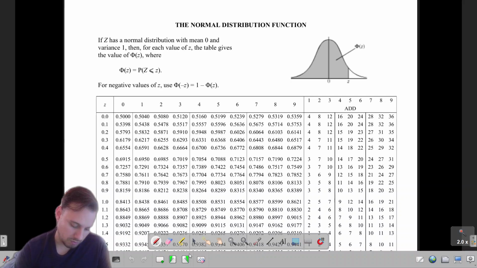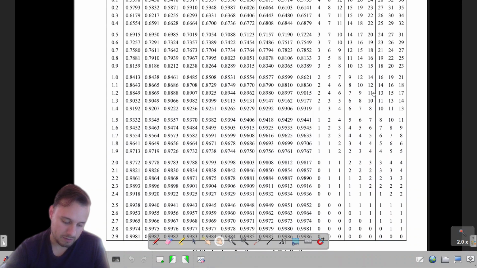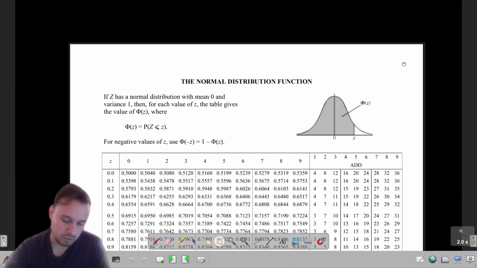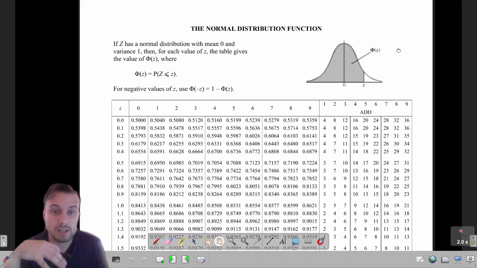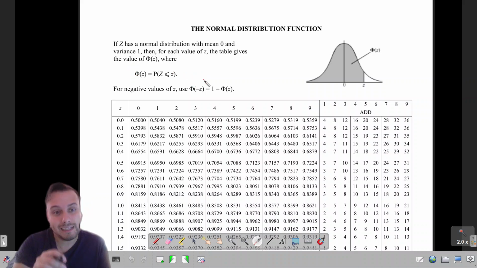This is the normal distribution function table that you are given in the exam. This page that we have here is the one you will have with you. You will be given a booklet with a lot of formulas and this table on one of the pages. So see how it is presented. Here you have that if Z is normally distributed with mean 0 and variance 1, then for each value for z, the table gives the value of phi of z. So they are telling you what they're giving you here, where phi of z is the probability that Z is less than or equal to z. Everything that we have been talking about is explicitly told there with this beautiful diagram.